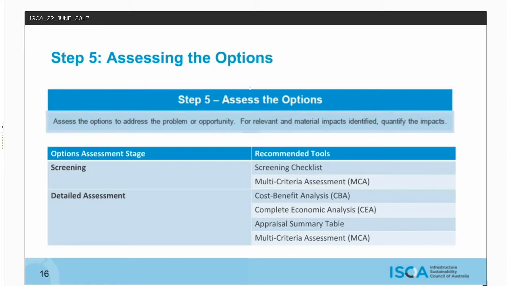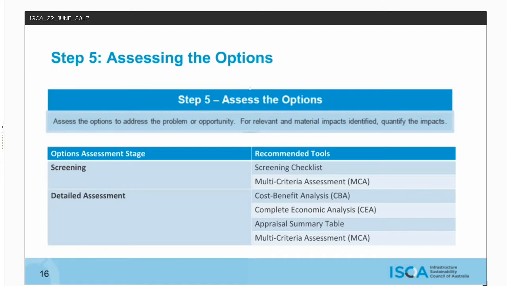The more detailed assessment then assesses how each option creates value and/or how they deliver net benefits, i.e. benefits greater than the cost. It also identifies the option that generates the most value and/or delivers the largest net benefit. This then becomes the preferred option.